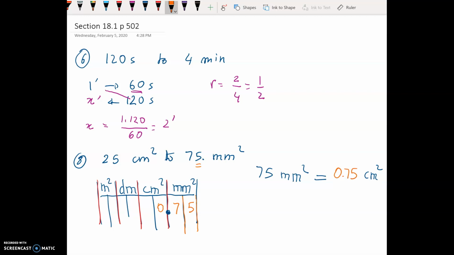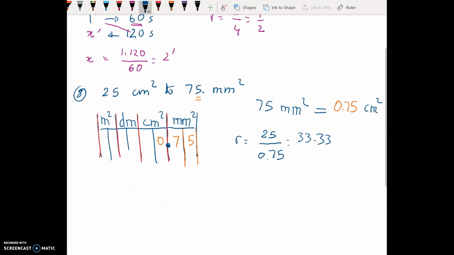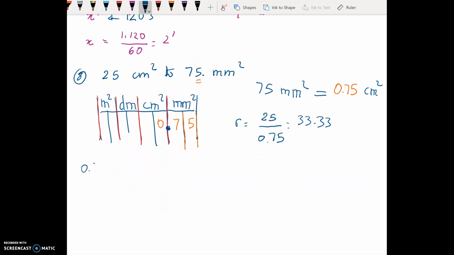And now, obviously, I will have to make the calculation, which is the ratio, which is going to be 25 over 0.75. You can take your calculator and you will find the answer. And the answer is going to be 33.33. Now, what we could have done also is recognize that 0.75 is equal to 3/4.